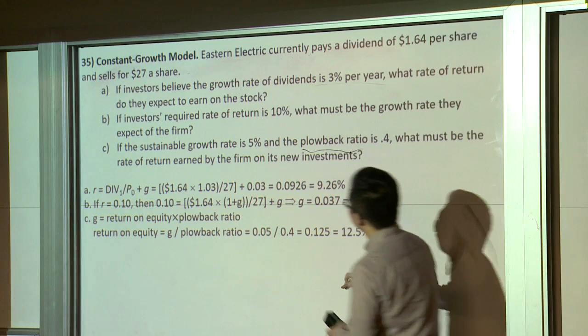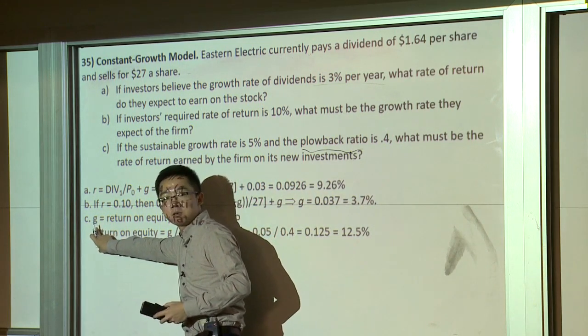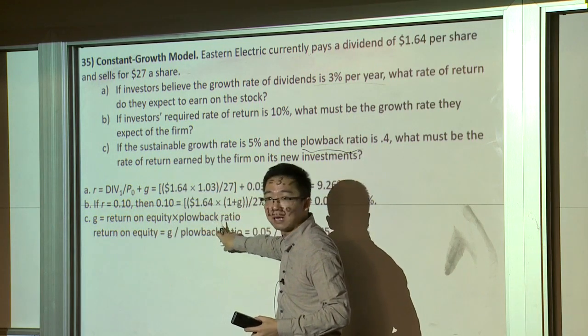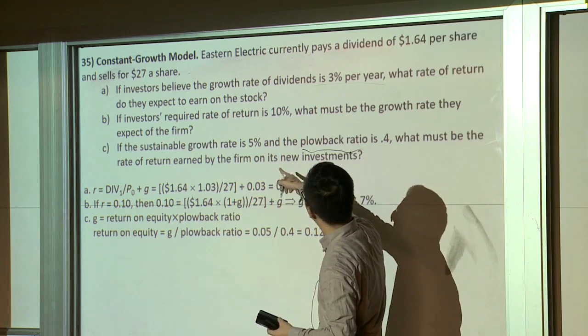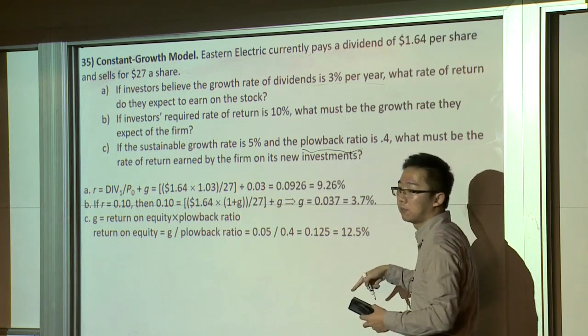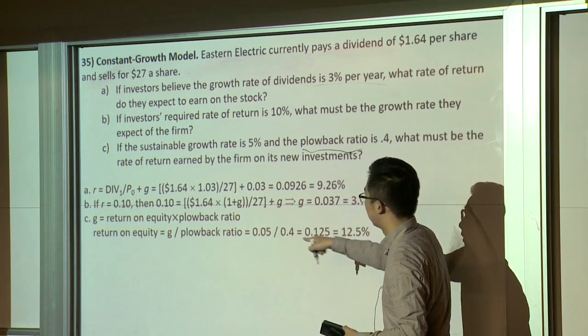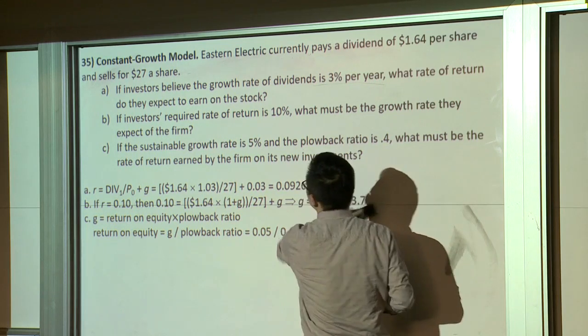All right. And we know this formula, right? The sustainable growth rate is equal to ROE multiplied by the plowback ratio. So what do we know? We know the growth rate is 5%, the plowback ratio is 0.4. And what is ROE? ROE is G divided by the plowback ratio. 12.5%. Good?